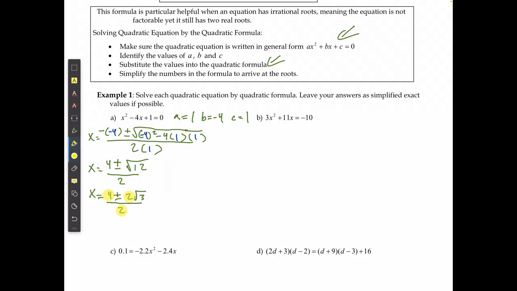So between 4, 2, and 2, they can all be divided by 2. And x would equal 2 plus or minus 1 root 3 over 1. And I can get rid of the redundancies and say that it's going to be 2 plus or minus the square root of 3. And there's my solution.